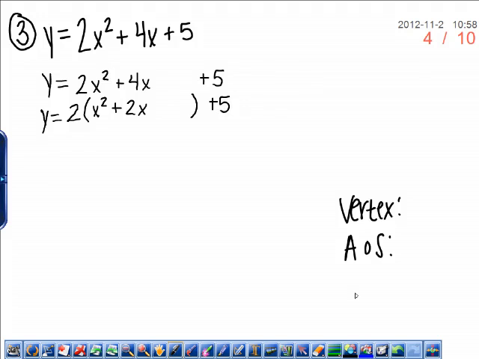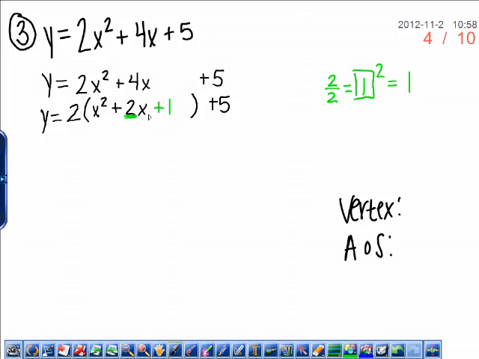All right. Now, once I have it with an a value of 1, now I can get my b value. What's my b value? 2. So I'm going to half it. What do I get? 1. Box it. Square it gives me 1. I'm going to write it.